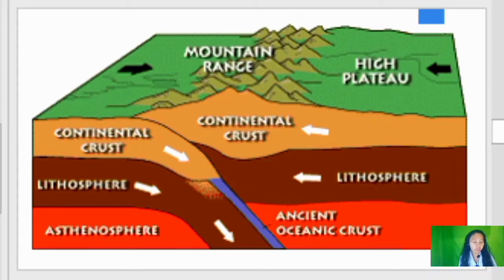The convergence will result in a group of high landforms that we call mountain ranges. So, since no subduction happens here, no volcanoes will be formed as well. The only landforms that will be formed here are the mountain ranges. That is due to the collision of the continental crust. So to further understand, I have a video here.